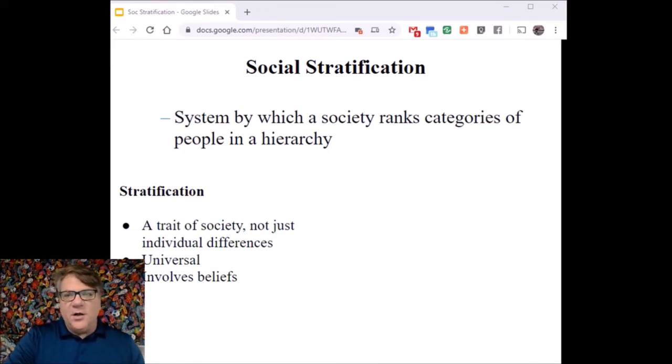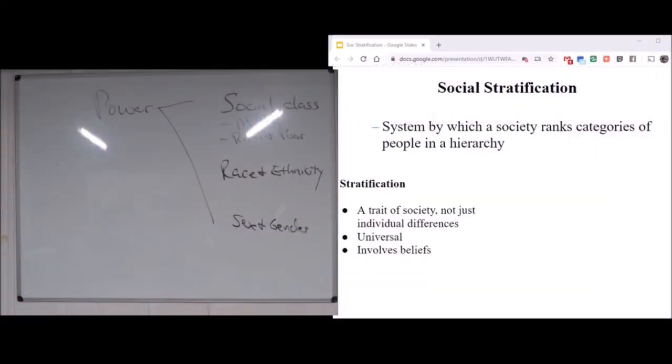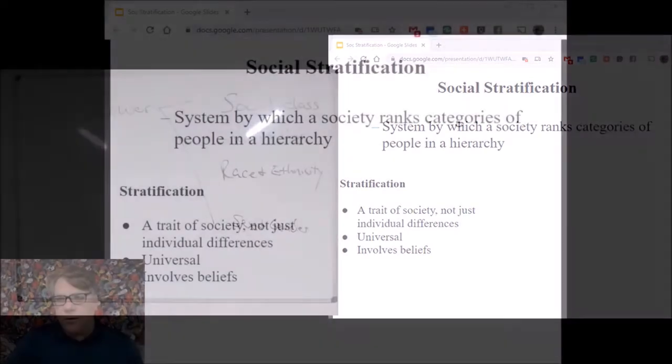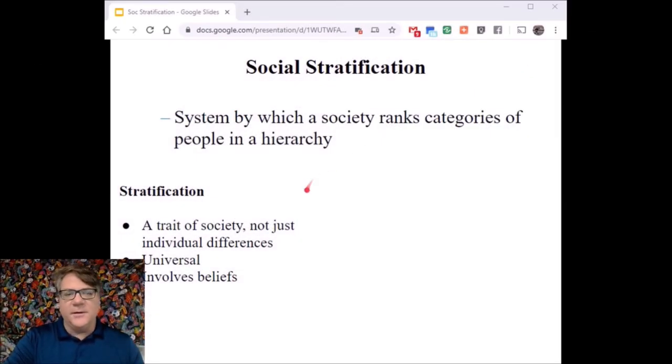It involves beliefs. Let me move this over just a tad. Let me try to move this over for you real quick. Okay, we'll just leave it right there.